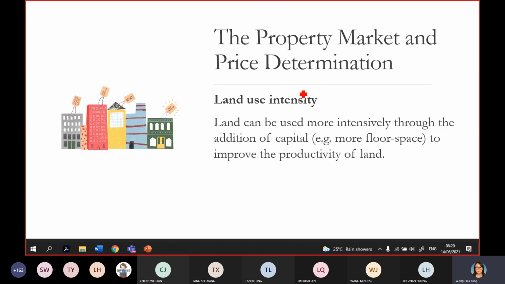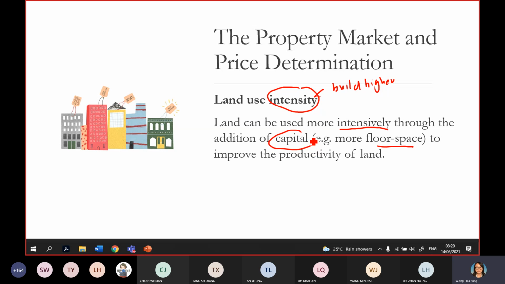Okay, next slide is very important. Land use intensity. Land can be used more intensively through the addition of capital, meaning more floor space, to improve the productivity of land. Intensive meaning to say that you just remember build higher. So how are you going to build higher? Add more floor space, add more building area. So in that case, that means add more capital.